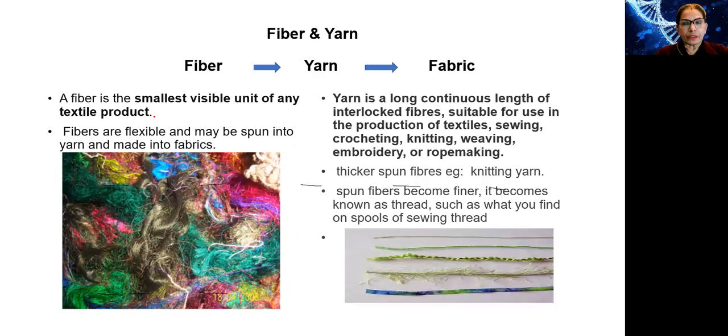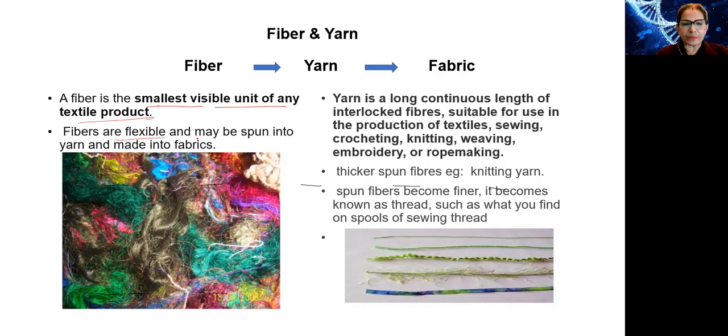So a fiber is the smallest visible unit of any textile product. It is the smallest visible unit. So whatever you can see in a material, as I told you, if you pull out a material from a cloth, okay, you will see a long thread-like structure coming out. So that is the fiber. That is a visible unit, something which we can see. So for any textile product, for any cloth, for any fabric, for any material, what is required is this fiber.